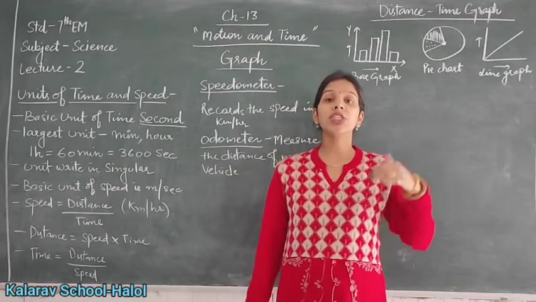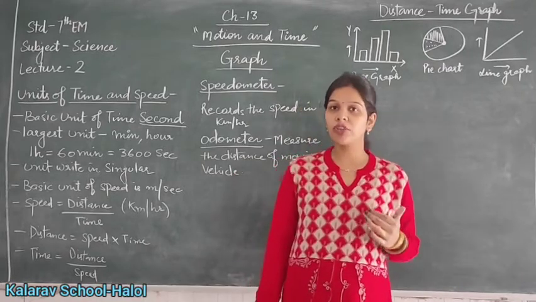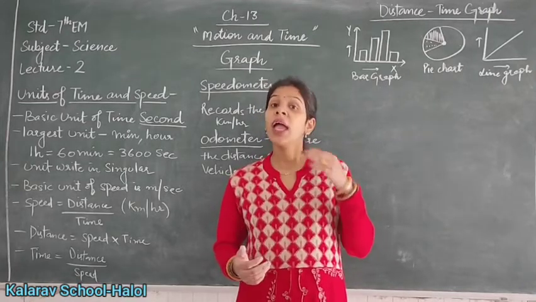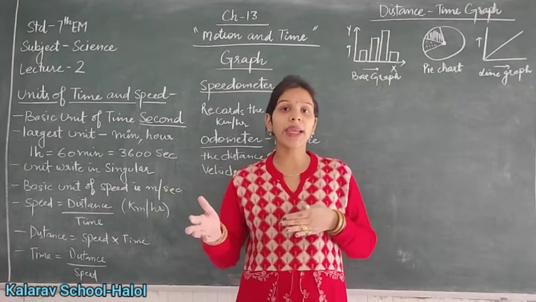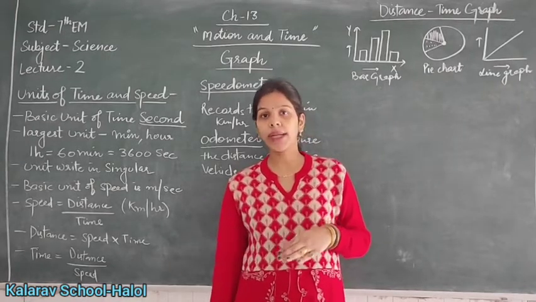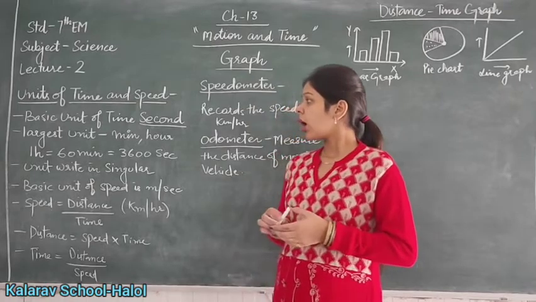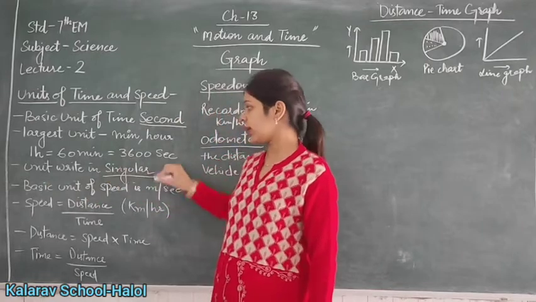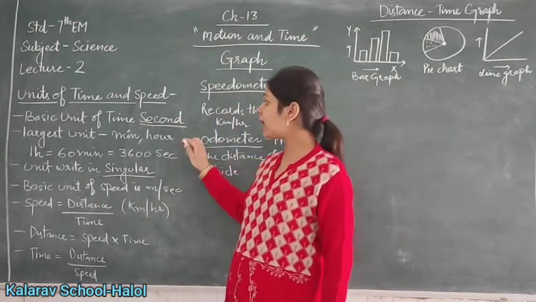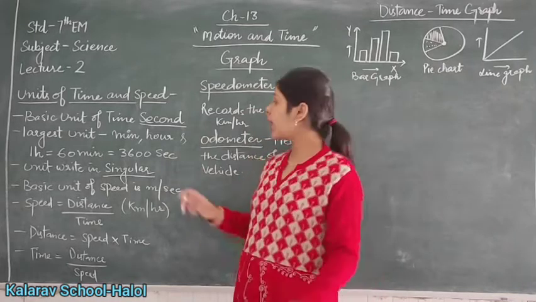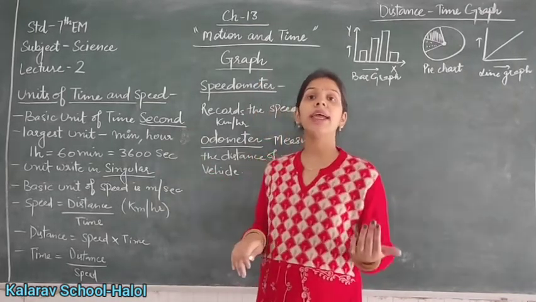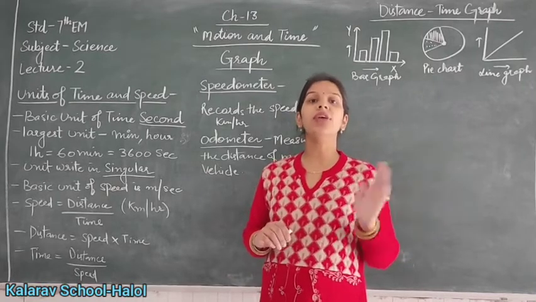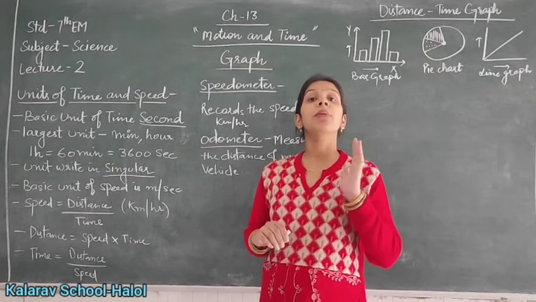If we calculate the speed of a train in a particular interval of time, then we can calculate in hours. If we calculate the speed of a tortoise, which is moving slowly, then we can calculate in seconds. So, keep in mind, always write the unit in singular. What does it mean? Don't write hours, don't write minutes, don't write seconds. So, never write 5 minutes, we only write 5 minute.